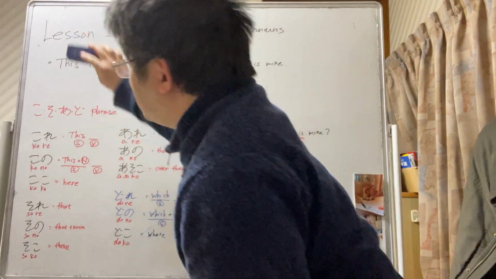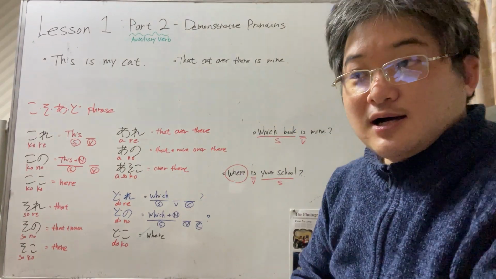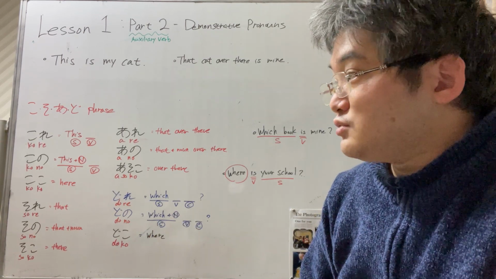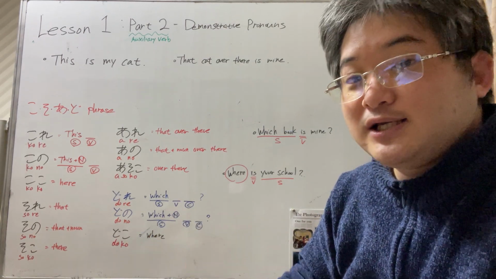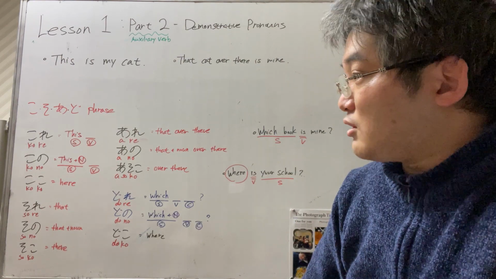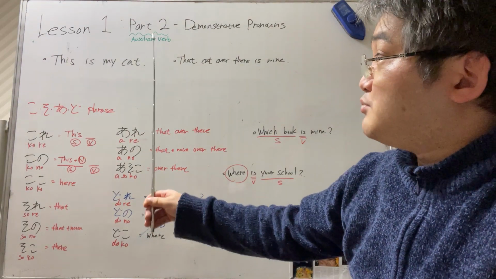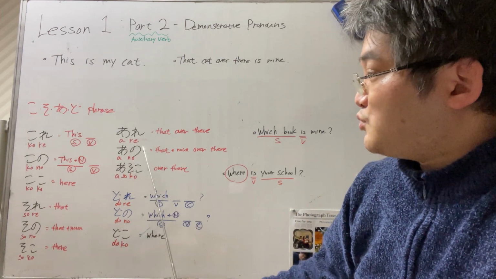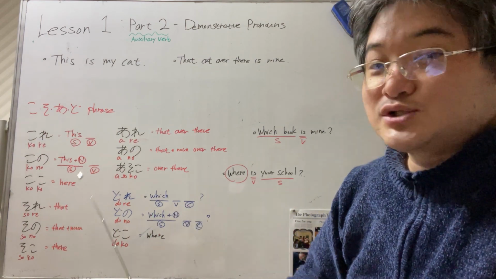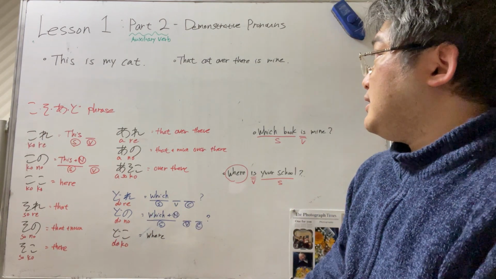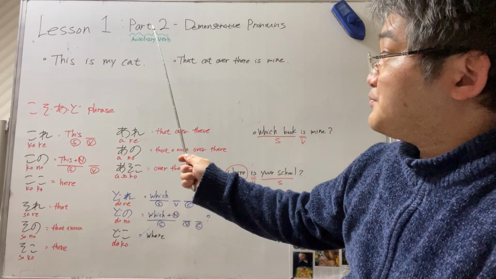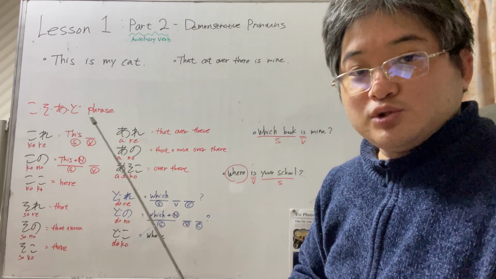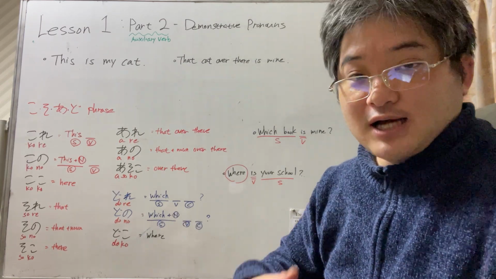Recap about the no particle, the wa and ga and ka, the question marker and subject topic marker. Those were probably self-explanatory and not that confusing. But the no particle plays a role here as well, as you can see in these demonstrative pronouns, which are called koso ado phrases in Japanese. I say it's part two because we are still dealing with an auxiliary verb, the verb to be, rather than action verbs.